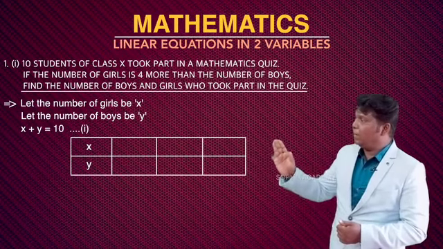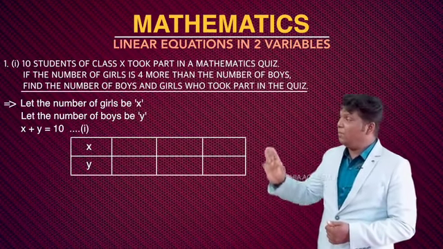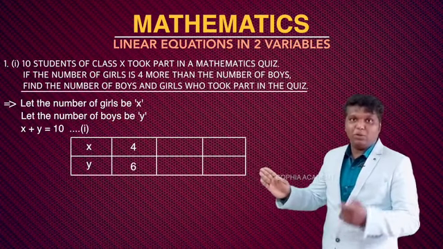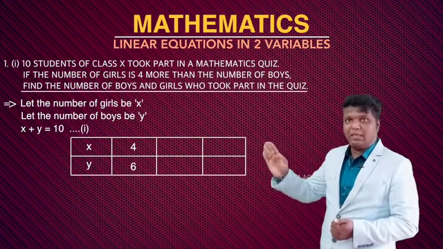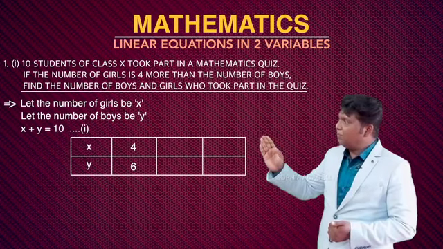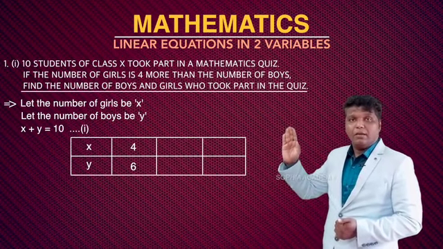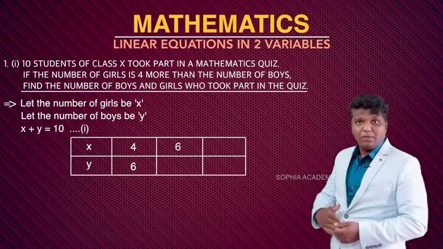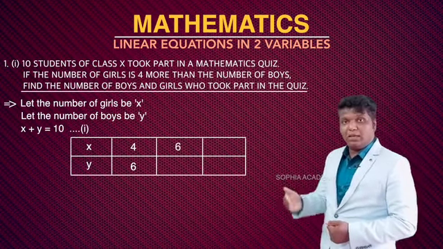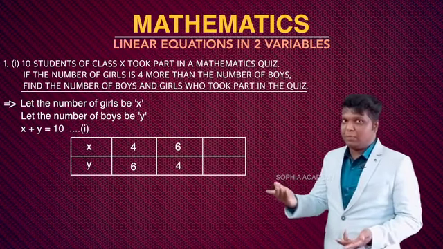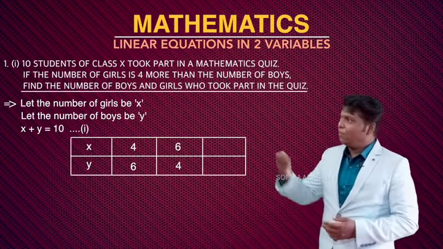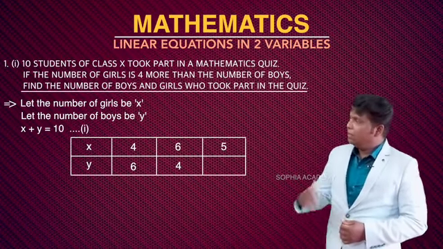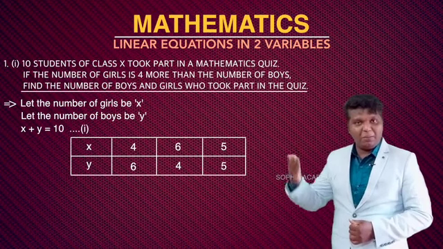Now simply let us take the x value as 4. If you are giving the value 4, what will be the y value? 6, because all together it should be 10. So 4 plus 6. For x equal to 4, you will get y equal to 6. Now second one, let us give 6 for x. What about the corresponding y value? It will be 4, because 6 plus 4 is 10. Now what about 5 for x? Definitely 5 for y also, because 5 plus 5 will be 10.